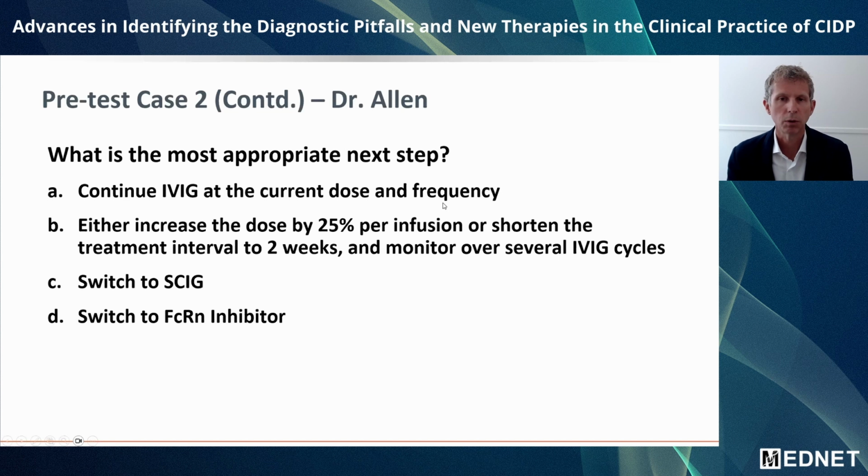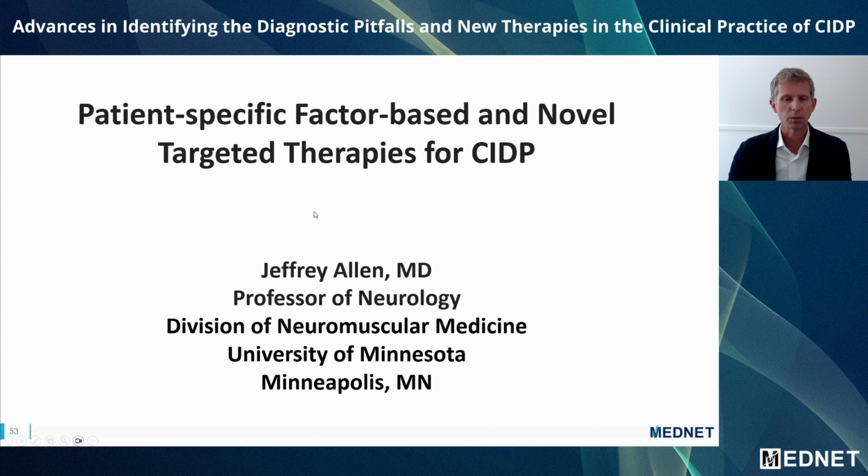So the question is what the most appropriate next step might be. Some options might be continue the IVIG at the current dose and frequency, or increase the IVIG dose by 25% per infusion, or shorten the treatment interval to every 2 weeks and monitor over several IVIG cycles. Another option might be to switch to subcutaneous IG, and a fourth option might be to think about switching to an FcRn inhibitor. So a couple of different choices that you might have. Keep those in mind as we continue our discussion, and then we'll come back to that question at the end.